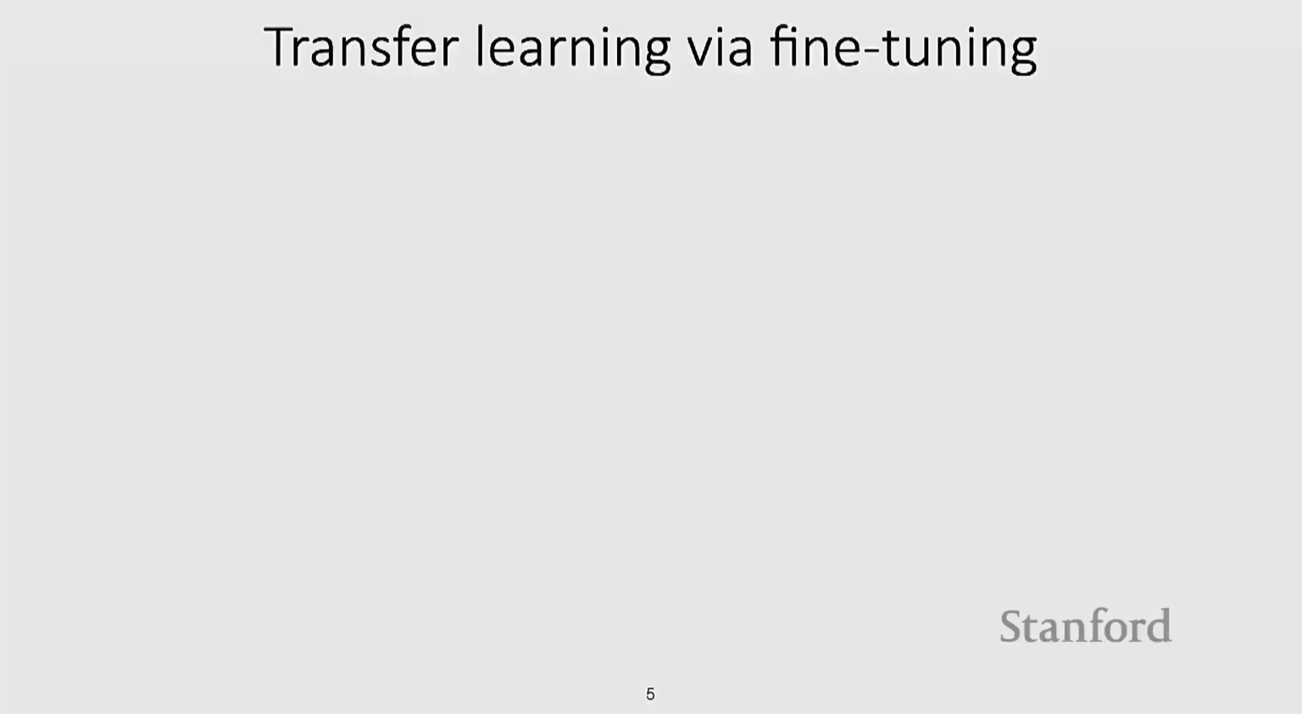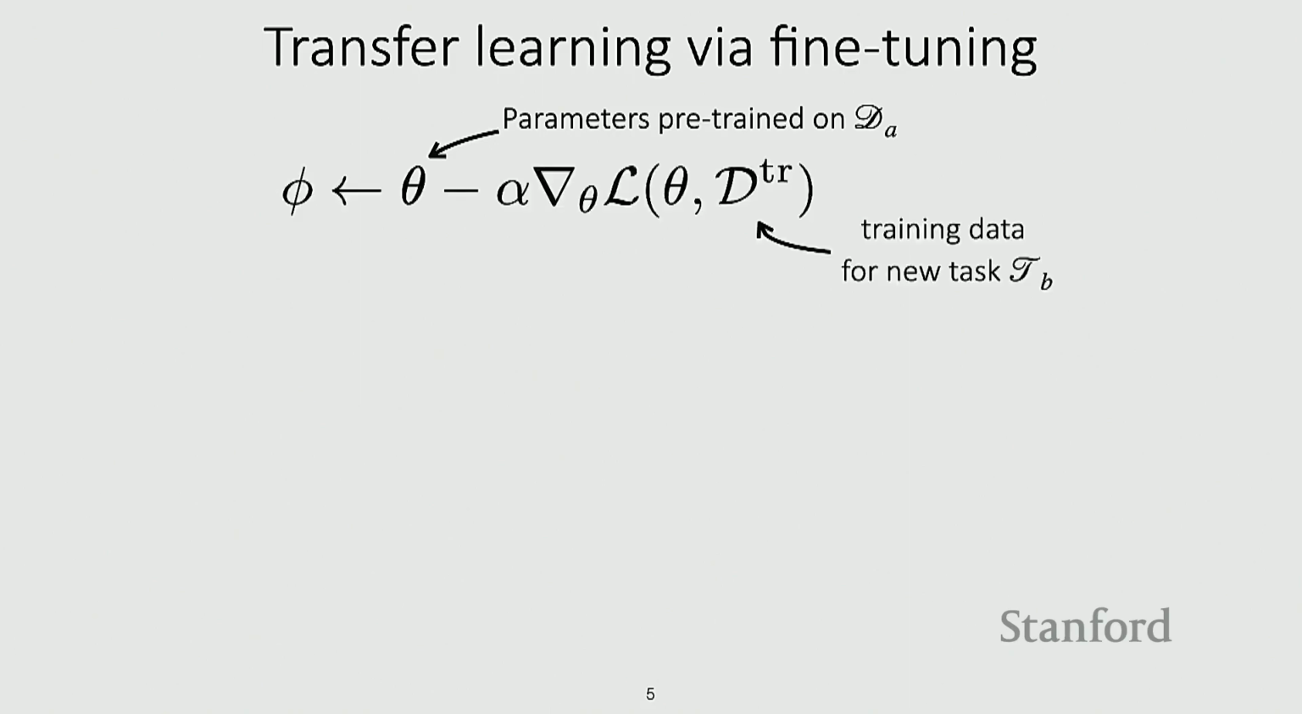Okay, and so I'll cover one approach for transfer learning, which is referred to as fine-tuning. Many of you have, I would guess, encountered fine-tuning in other courses or other experiences. The way that fine-tuning works is you have some pre-trained parameters that were trained just on your source task. And then you run gradient descent on the training data for the new task. So you initialize the weights with something that was trained on task A, and then you run gradient descent. This is just showing one step of gradient descent. In reality, you would probably run many steps of gradient descent on the data for your target task.